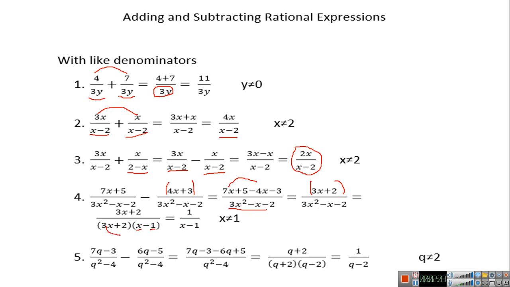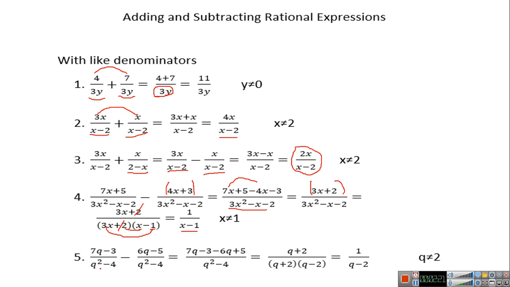Let me check if it's correct. The coefficient of x: you have minus 3x plus 2x, which is minus x, so it's minus x, correct. So this factorizing is correct. I can cancel these two. I'm left with 1 over x minus 1, and x cannot be 1.